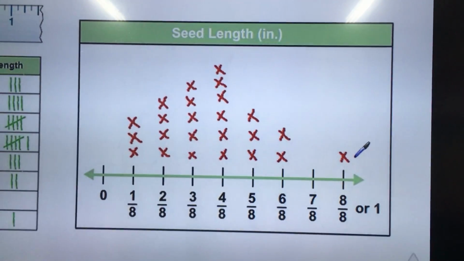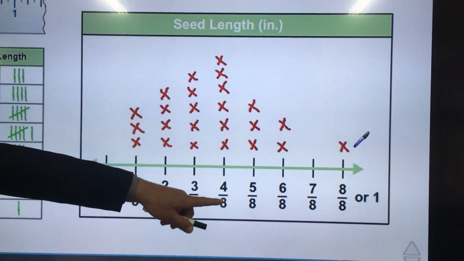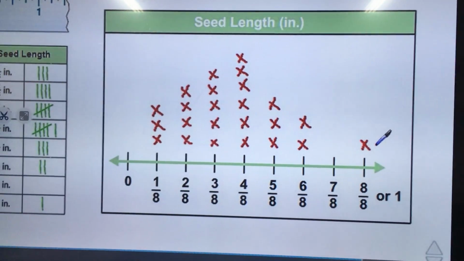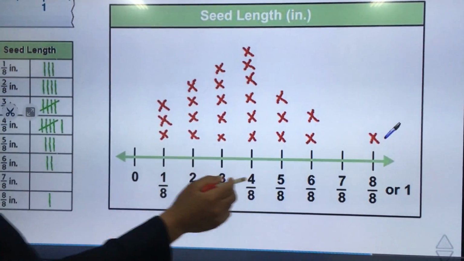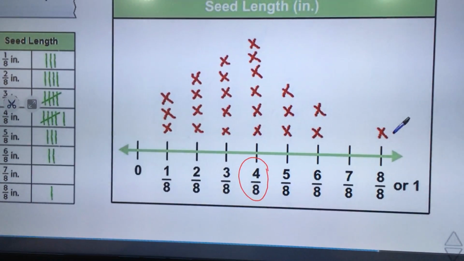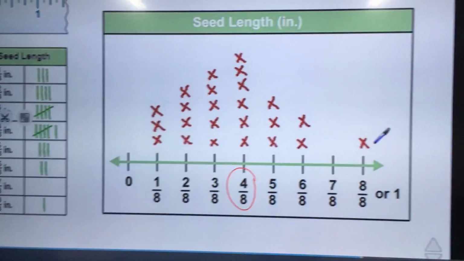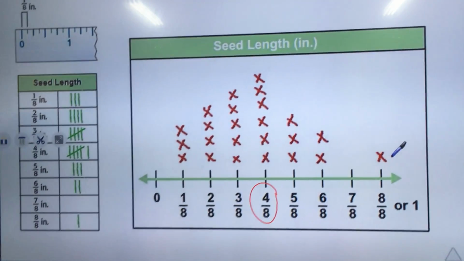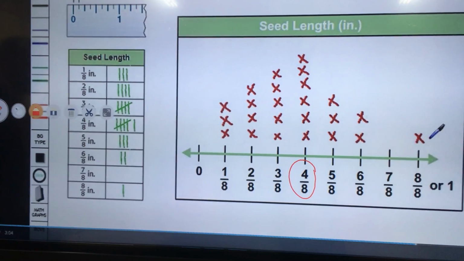Yes, good. There is 4 out of 8. The greatest number of seeds for this length is 4 out of 8. Be careful about some questions.